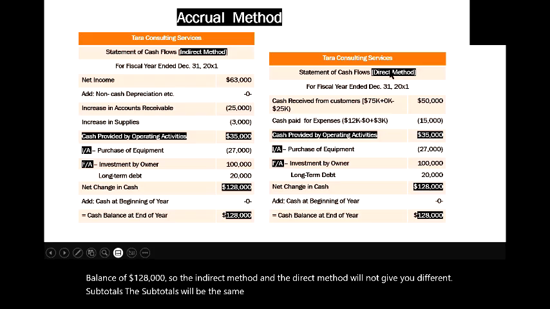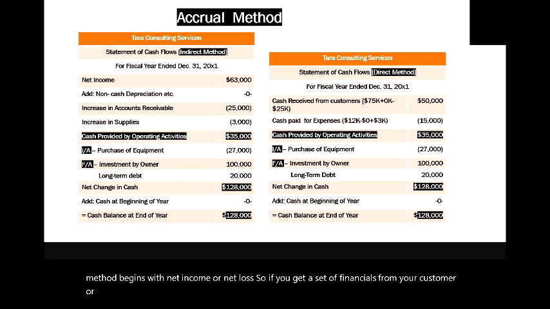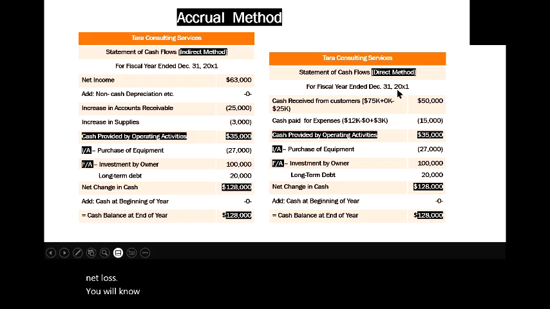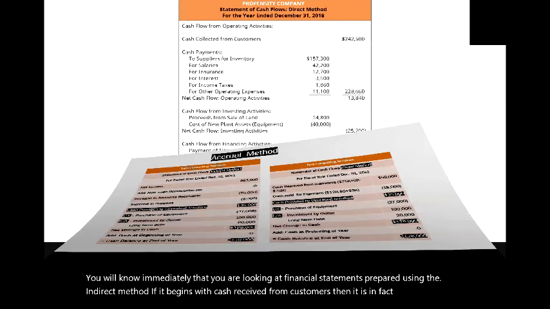The key difference between the two is that the indirect method begins with net income or net loss. So if you get a set of financials from your customer or your client, and you see the first line item in the statement of cash flow being net income or net loss, you will know immediately that you are looking at financial statements prepared using the indirect method. If it begins with cash received from customers, then it is, in fact, the direct method.